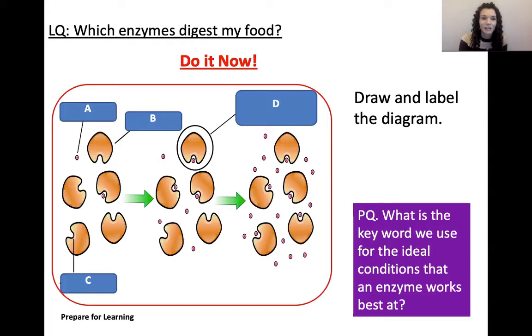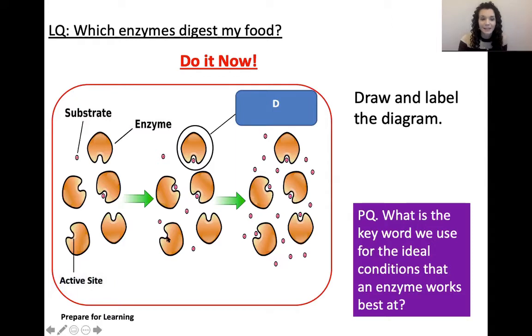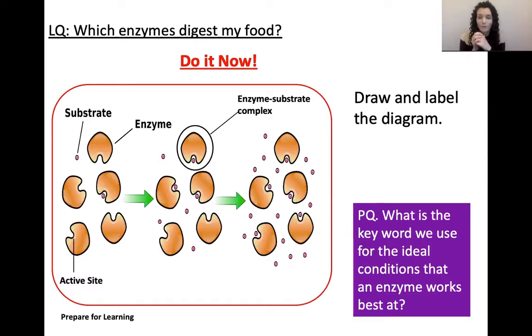Excellent, well done. So A was a substrate molecule. That's the thing that's being broken down in the reaction. B was the enzyme. C is pointing to the active site. Remember, that's the part of the enzyme that's got a specific, complementary shape that the substrate can fit into. And D is an enzyme-substrate complex. That's the term that we use in science for when the enzyme and the substrate have joined together. We call it an enzyme-substrate complex.